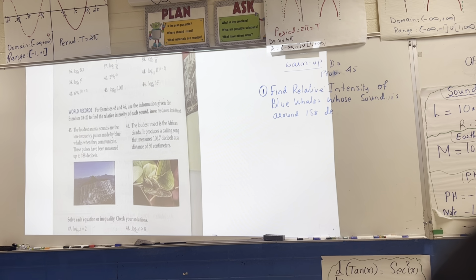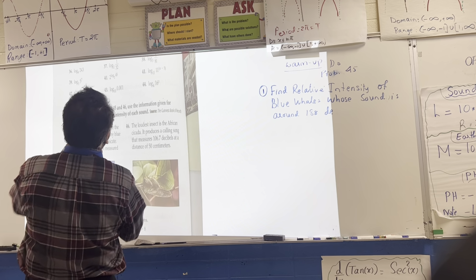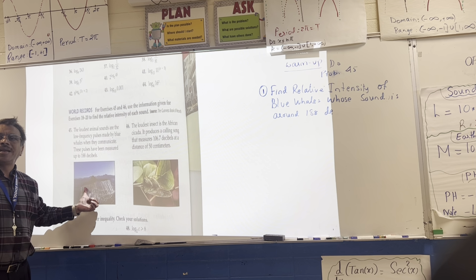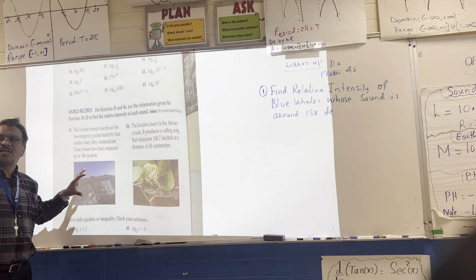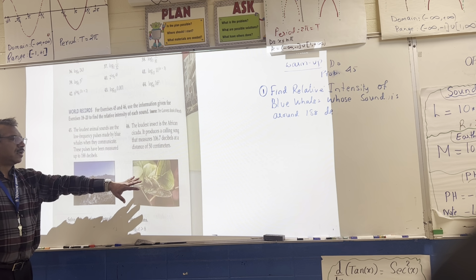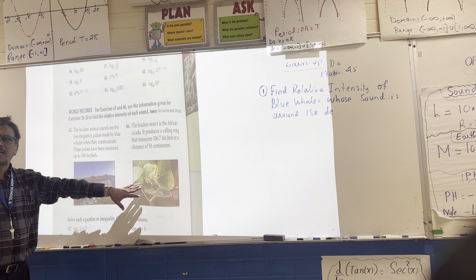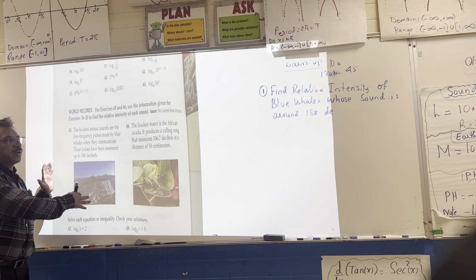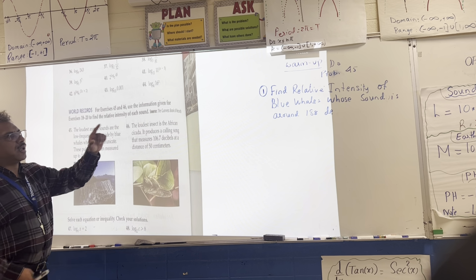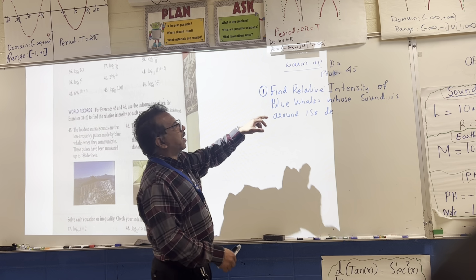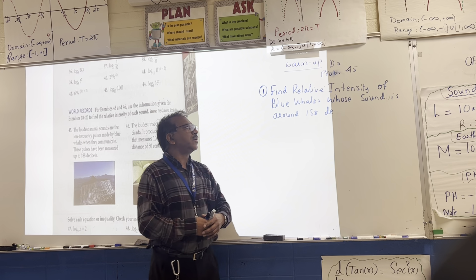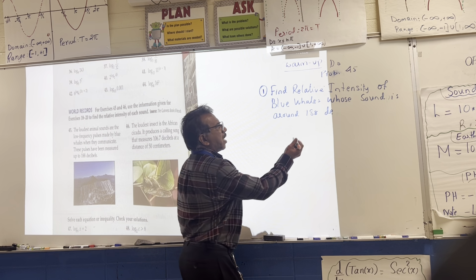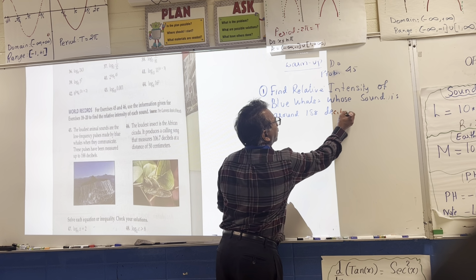Okay, so this problem is asking for two more examples of how to find the relative intensity, how shrill the sound of the whale is, and the cicada. Cicada, okay. So first of all, let's do only the whale part, and that's to find the relative intensity of blue whales, whose sound is given as 188.